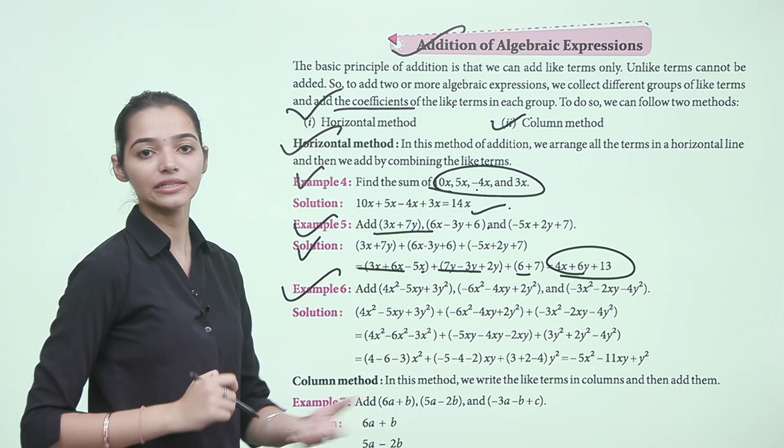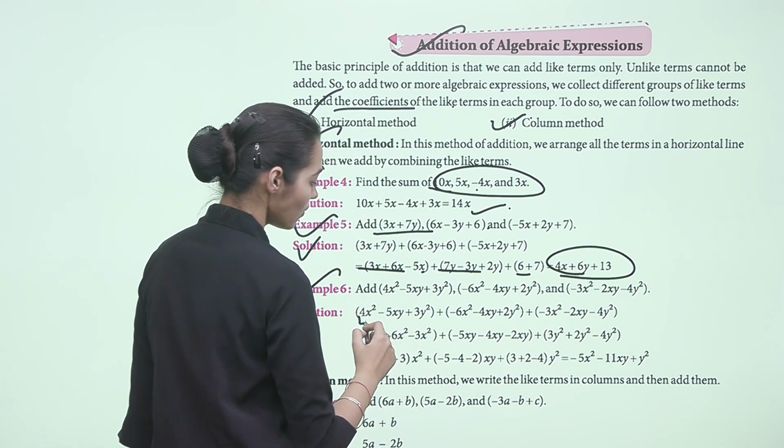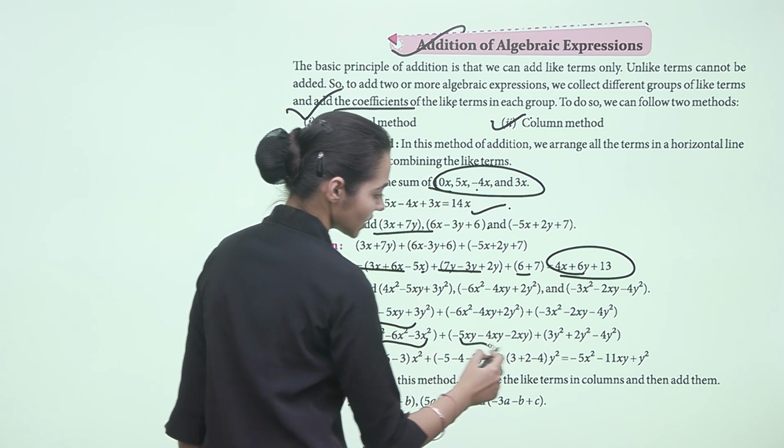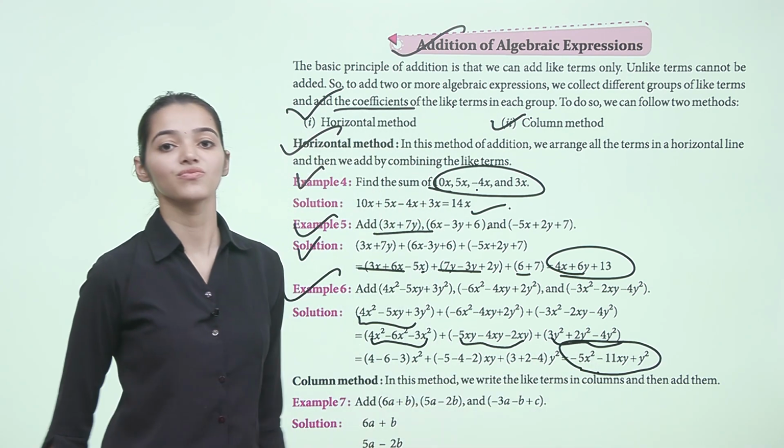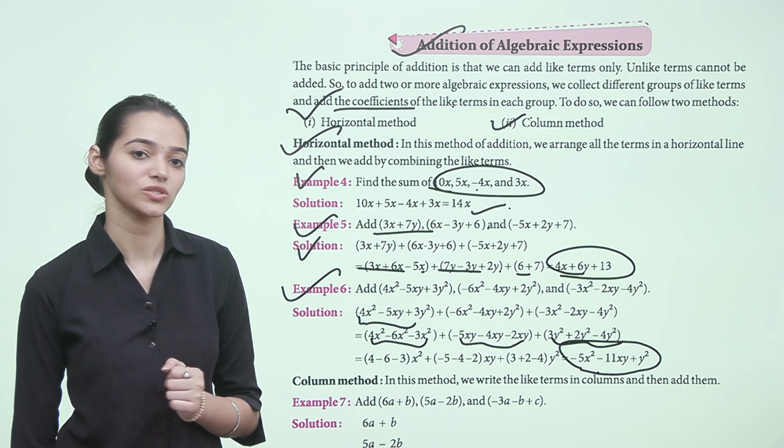Again here we have to add these terms. So firstly we put all the same variables together and after that we will add, and the algebraic expression is minus 5x square minus 11xy plus y square.